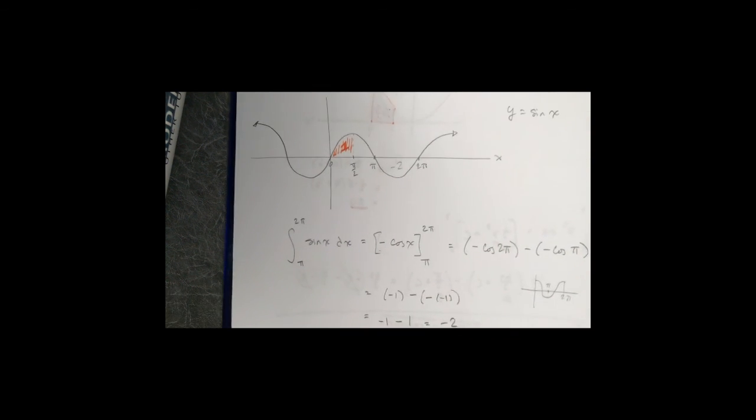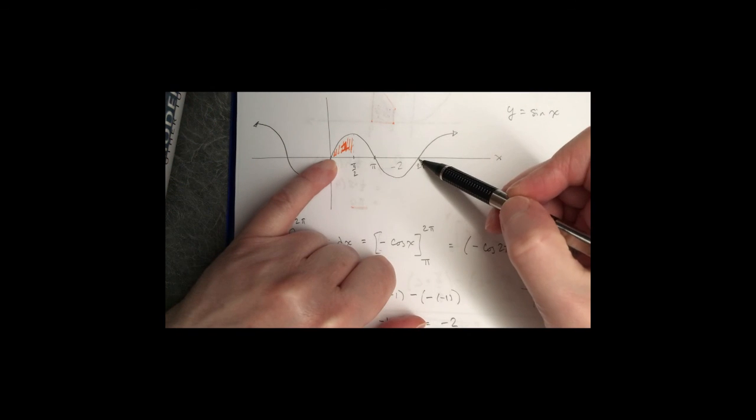It's a lot of negatives to subtract. Cosine 0 is positive 1. That's that negative, and that's the subtract. So I've got negative 1, subtract negative 1. Subtracting a negative is adding a positive, which gives 0. So the net area between 0 and 2 pi shakes out to be 0.